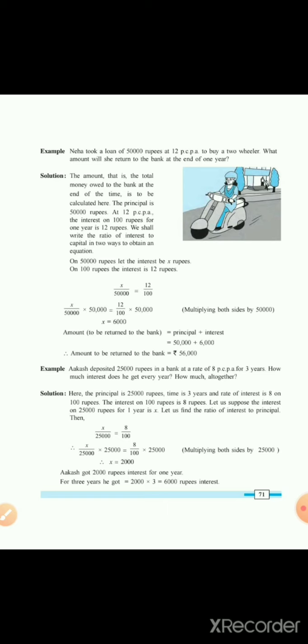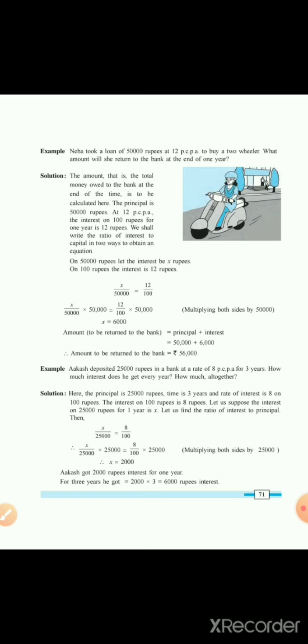Therefore, multiplying both sides of the equation by 25,000, X upon 25,000 into 25,000 is equal to 8 upon 100 into 25,000. After solving this, you get X equal to 2,000. Akash got 2,000 rupees interest for 1 year. For 3 years, he got 2,000 into 3, that is 6,000 rupees interest.